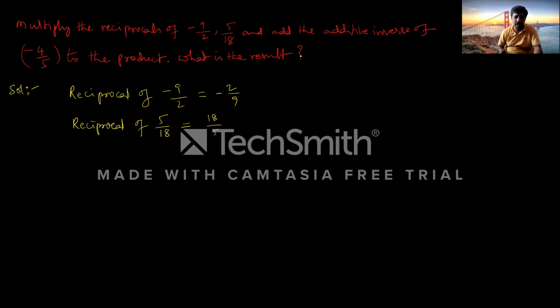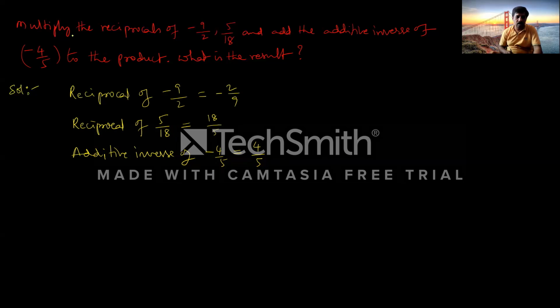At the same time, we will write additive inverse of minus 4 by 5. Additive inverse of minus 4 by 5 equal to 4 by 5. Here additive inverse means only we have to change the sign. For minus 4 by 5, plus 4 by 5 is the additive inverse. Why? Because the sum should be 0.